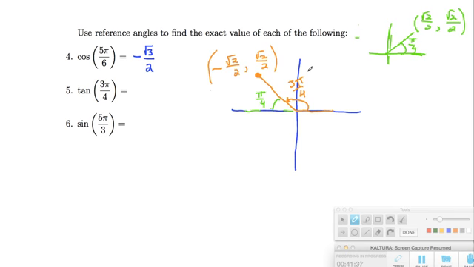Now, if we're looking for tangent, remember you got to do sine over cosine, right? Well, the sine, square root of 2 over 2, and the cosine, negative square root of 2 over 2. So this turns out to just be -1. So the tangent of 3 pi over 4, the answer is -1.